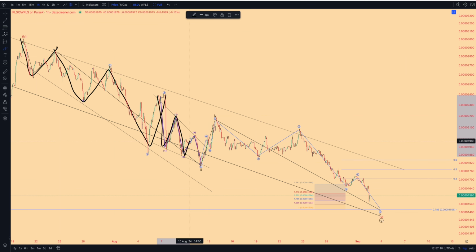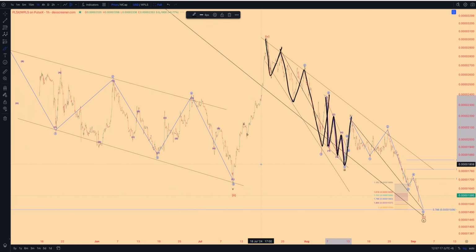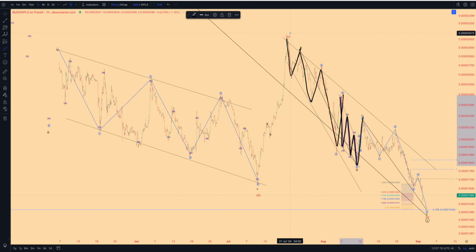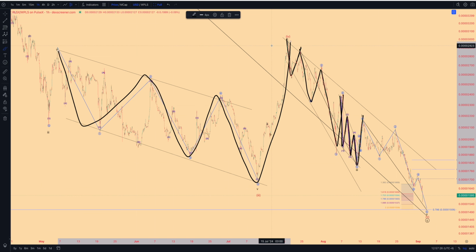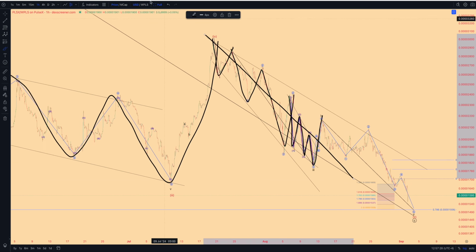Nice falling wedge pattern over here. And then we have another breakout for a wave 4. Notice how PulseX likes to do these wave 4 fakeouts. For example, we had an ending diagonal within the fifth wave of our third wave over here, rallied by over 70%, and then we just got sold off for the fifth wave down.